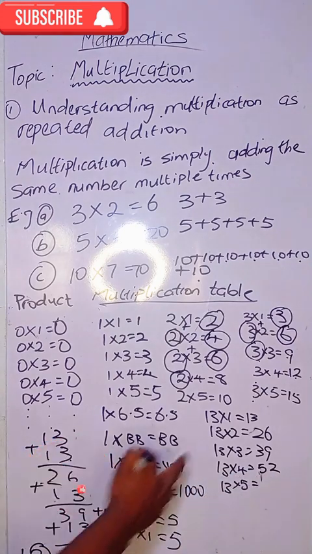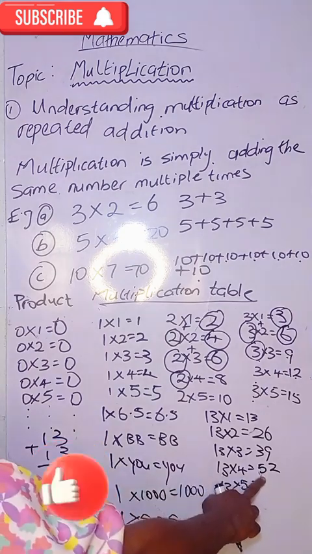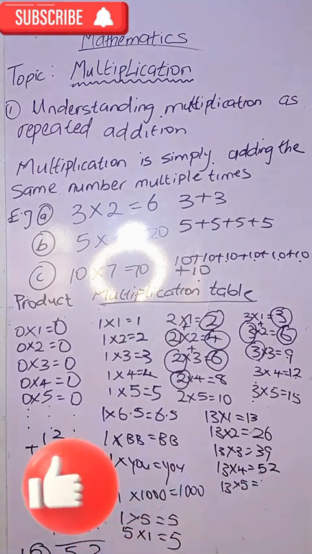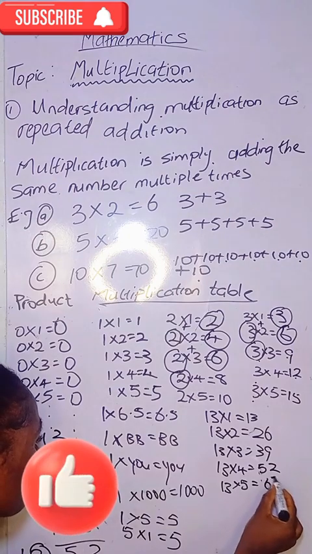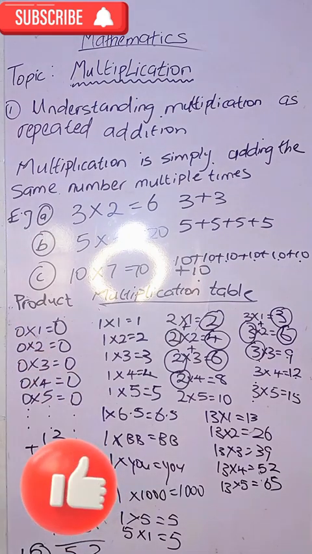But we don't know what is 13 times 5. So we say 52 plus 13, and we have 65. And this marks the end of our class for today.